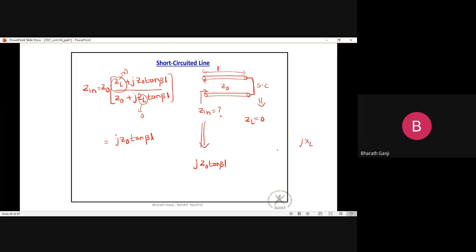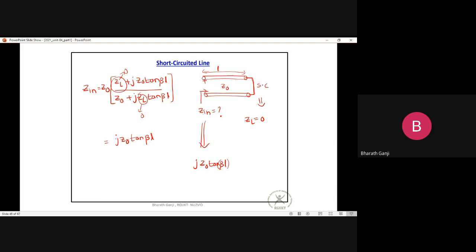Okay. You think that it is an inductive load, but tan can be both a positive and a negative number, right? Because the tan of some angle can be a negative number also. If it is a negative number, it looks like a capacitive load, right?